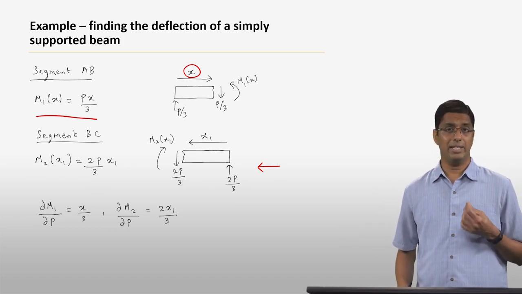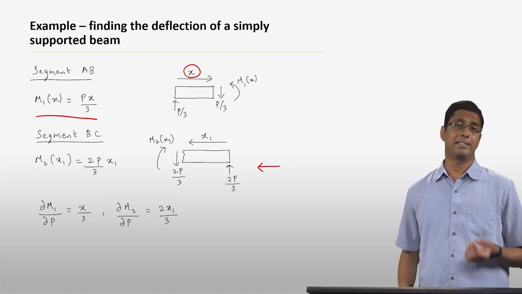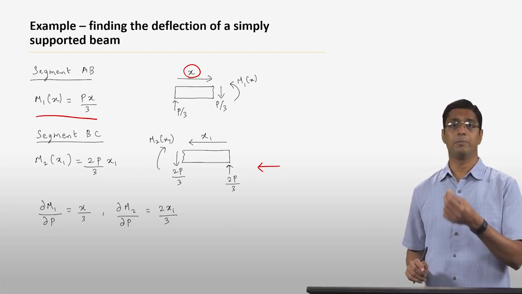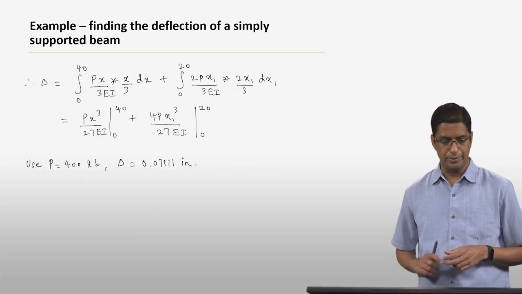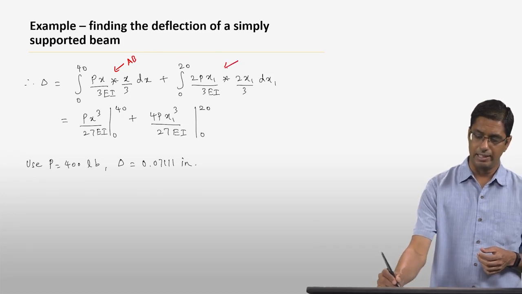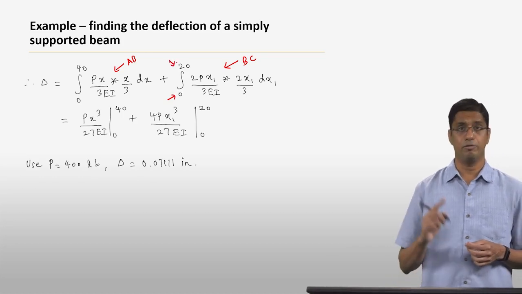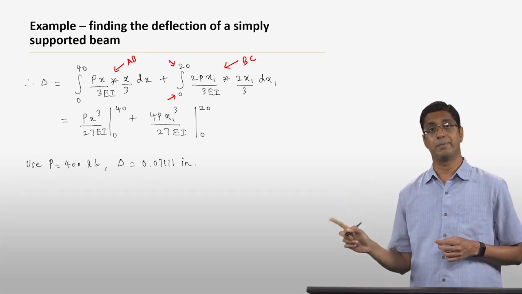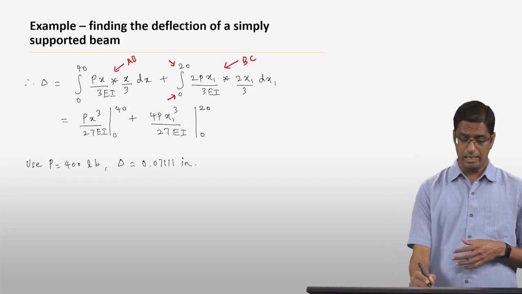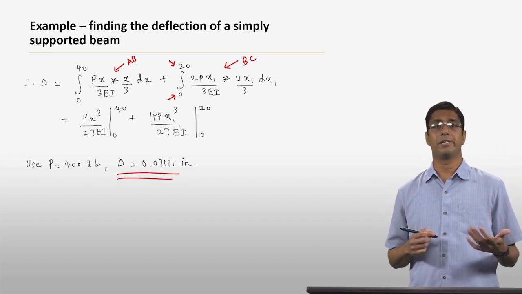Once you have that, you can use the equation for finding the displacement, which is nothing but the integral from 0 to L of M by EI times del M over del P times dx. That is exactly what you're going to do. So this is the integral for segment AB, and the segment BC. And again, you notice the integration limits are from 0 to 20, not 40 to 60, because we're integrating with respect to x1. If you do the integral, again, it turns out to be fairly easy, and you get the displacement at point B to be equal to 0.0711 inch.